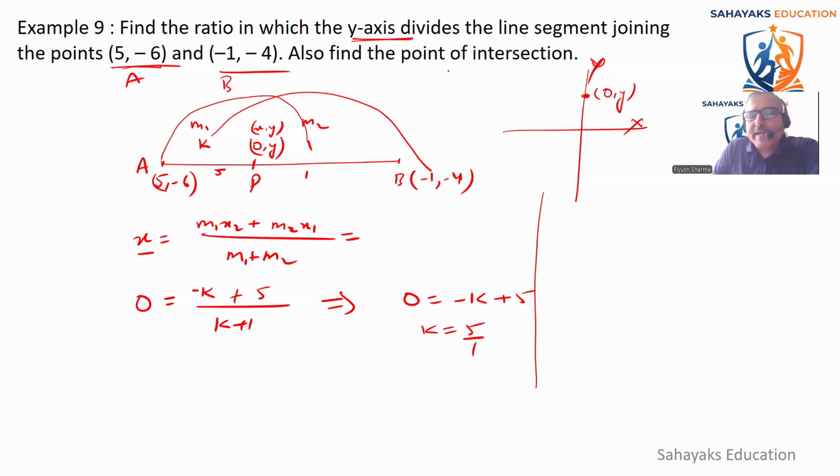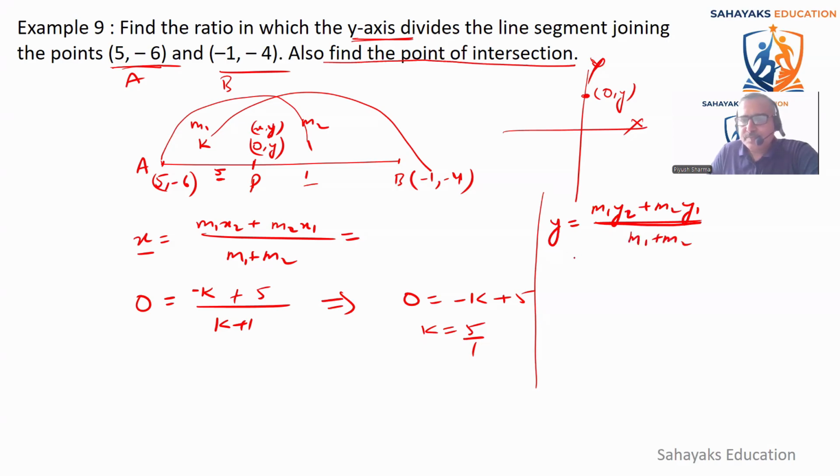Now they also want to find the point of intersection. That means now we have to find the value of y. What is the value of y here, which you have to find? So let's find it out now, because we already know that it is dividing in the ratio 5 is to 1. We can easily find it with the formula. What's the formula here? So y is equal to m1 y2 plus m2 y1 divided by m1 plus m2. Okay, let's put the numbers here.